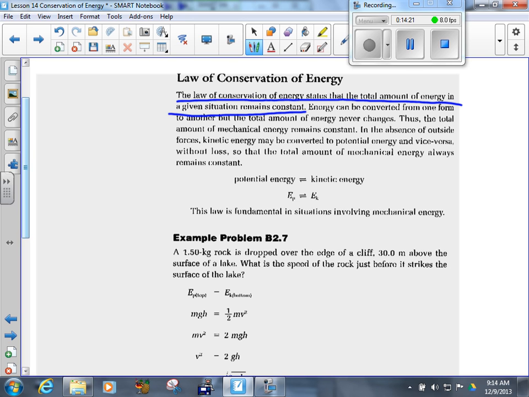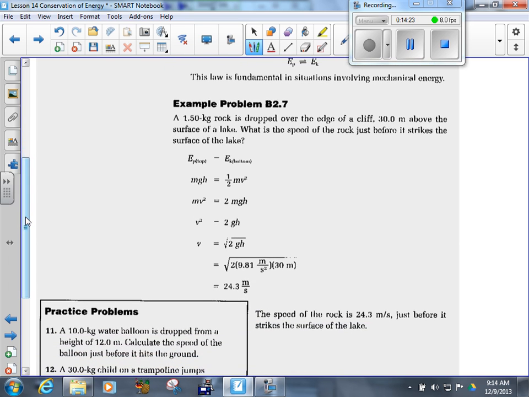Okay, so we're looking at an example problem here of a 1.5 kilogram rock that's dropped over the edge of a cliff. If it's dropped, does it have any initial kinetic energy? No. Okay, different from being thrown. It's 30 meters above the surface of the lake. We want to find the speed of the rock just before it strikes the surface of the lake, or the instant it strikes the surface.